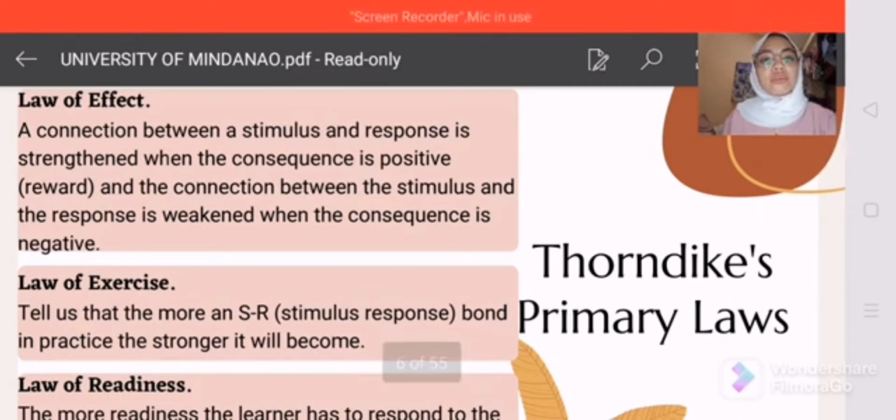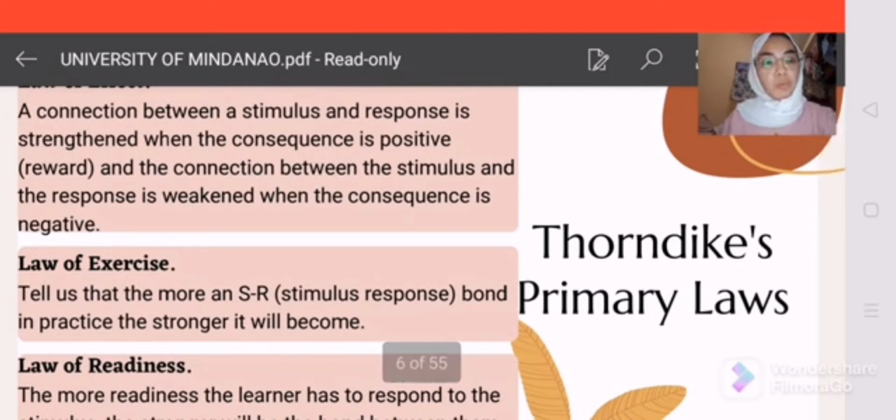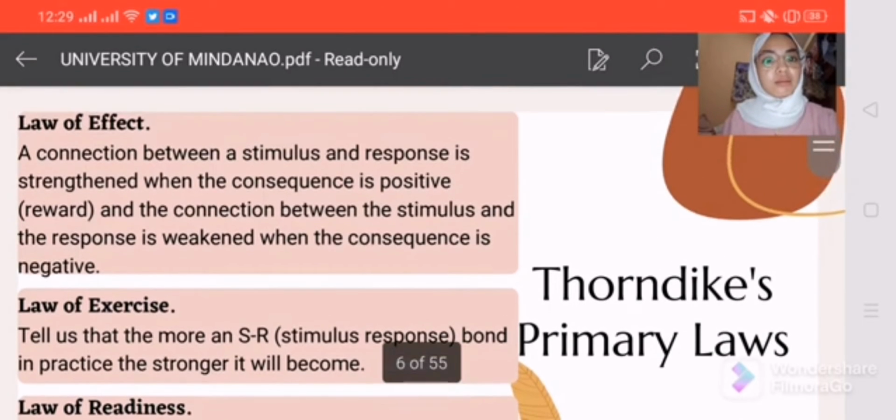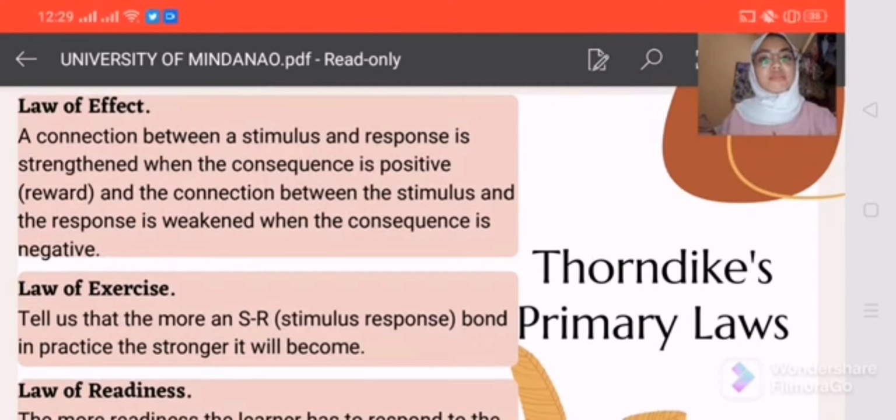Law of effect: a connection between a stimulus and response is strengthened when the consequence is positive, and the connection between the stimulus and the response is weakened when the consequence is negative. So in the law of effect, you have to look at the consequences. It answers what will be the effect, what will be the reward. For example, in the classroom setting, the classroom is very diverse.